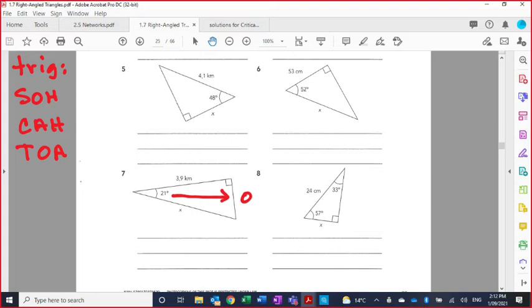Somebody? Because we don't have a value for it. There you go. You don't have any value over there. There's nothing over there. So who cares? Okay, good job. So this long slanted side is the hypotenuse.